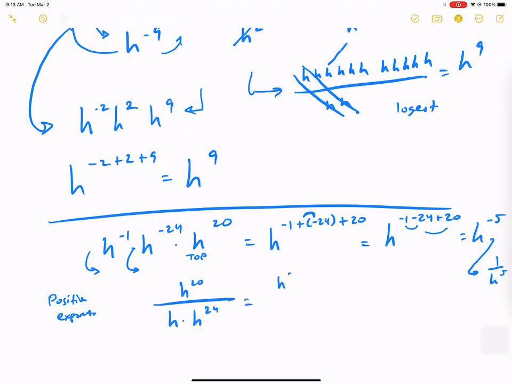Well, we have 20 on top and 25 on the bottom. Aren't 20 going to divide out with 25? And we're going to be left with how many on the bottom? How many extra? We have no more h's on top, and we have 5 on the bottom. Same answer.